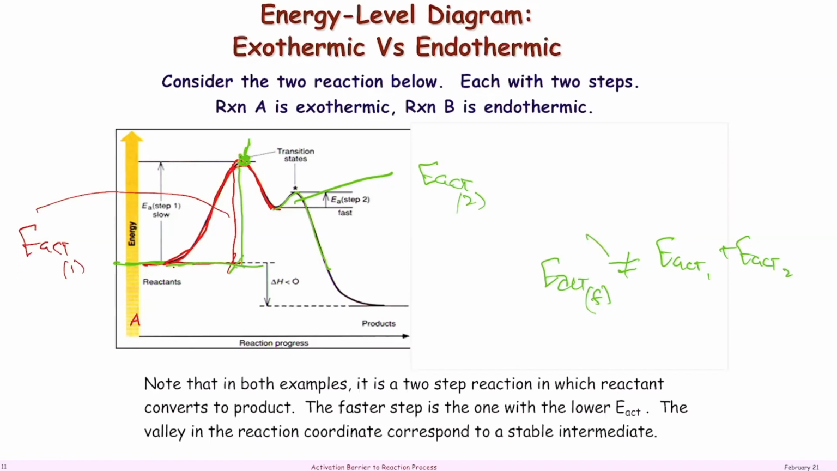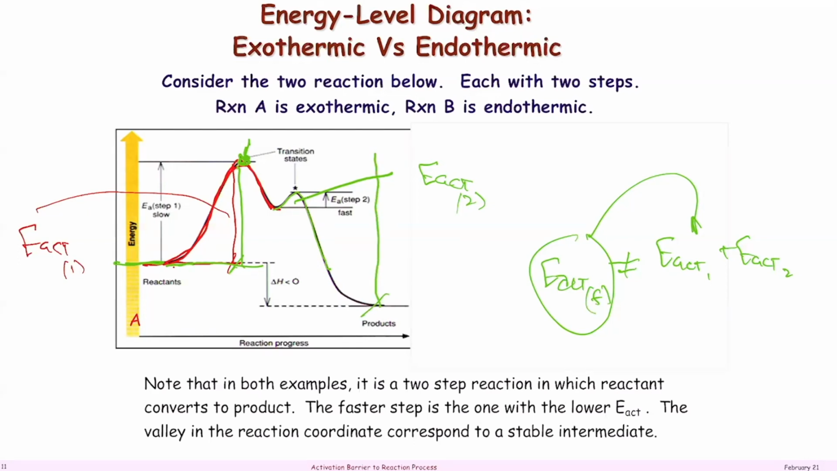The E-act forward is actually equal to E-act 1, because that's the energy required to get over that hill. Okay. E-act forward in this particular case is equal to E-act 1. It's not equal to E-act 1 plus E-act 2. E-act 2 is independent of the activation energy in the forward direction. Okay, it's its own independent reaction. So please keep that in mind.